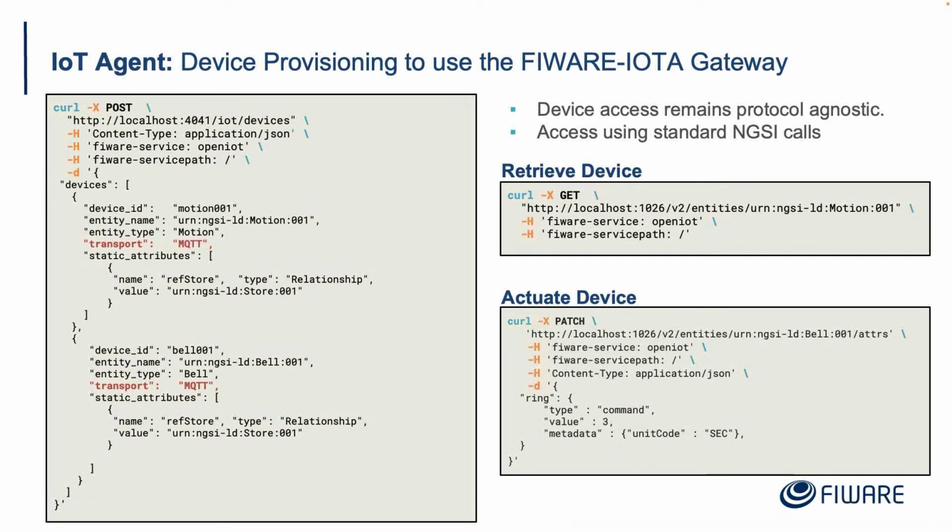Within the devices, nothing particularly unusual here. We are following the standard NGSI access calls. I could get the device by just going to the context broker and the URN of the context broker. I can actuate using a patch and put a certain amount of information. So in this particular case, it was a ring command of 3 seconds.